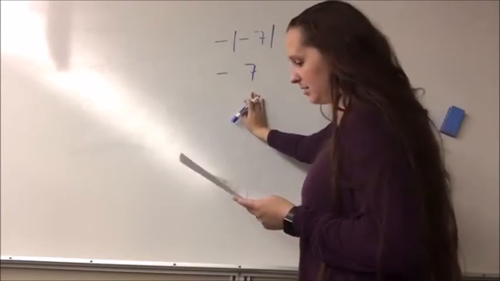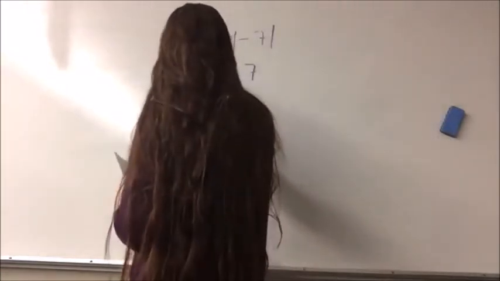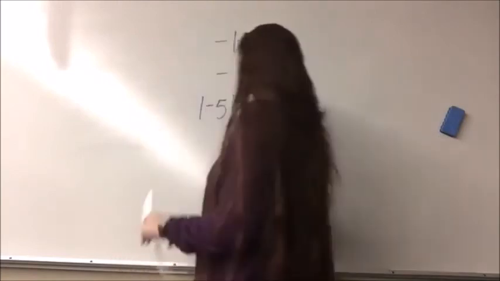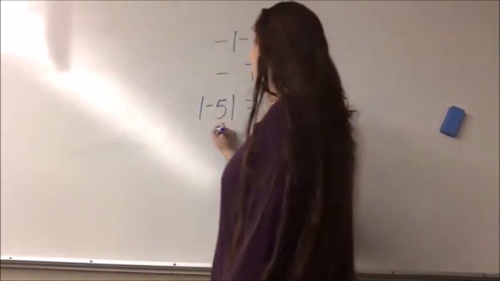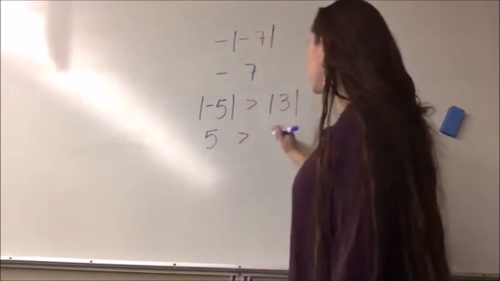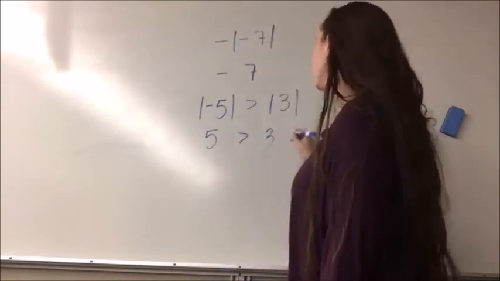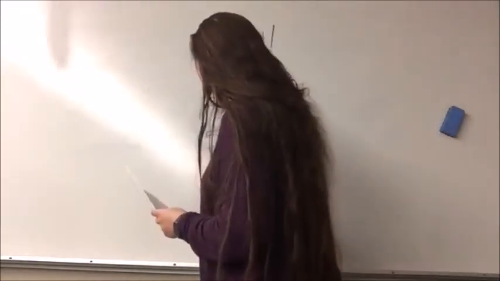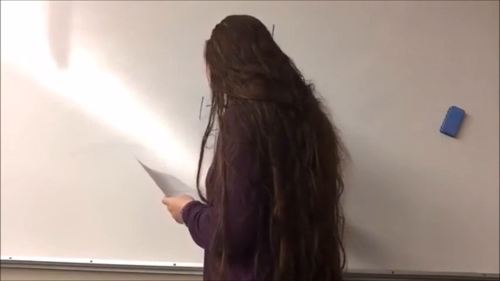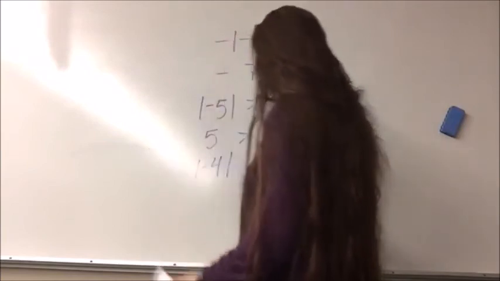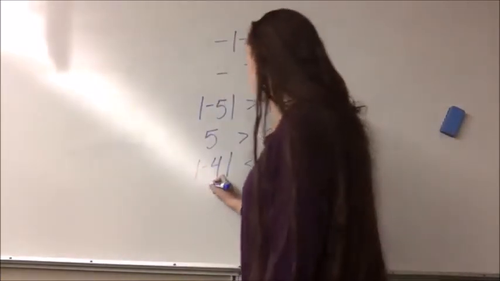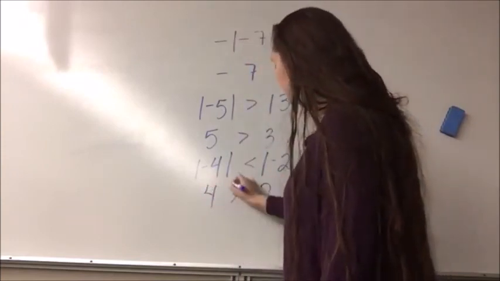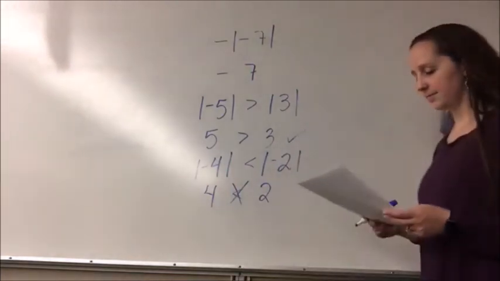Example 9: I have the absolute value of -5 compared with the absolute value of 3. Absolute value of -5 is 5. Absolute value of 3 is 3. 5 is greater than 3. This is correct. Okay. Then I have the absolute value of -4 is less than the absolute value of -2. Absolute value of -4 is 4. Absolute value of -2 is 2. This is not correct. Okay.